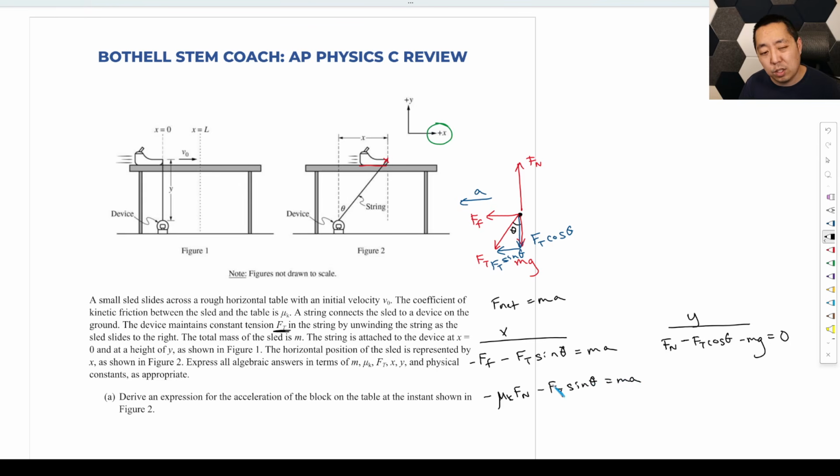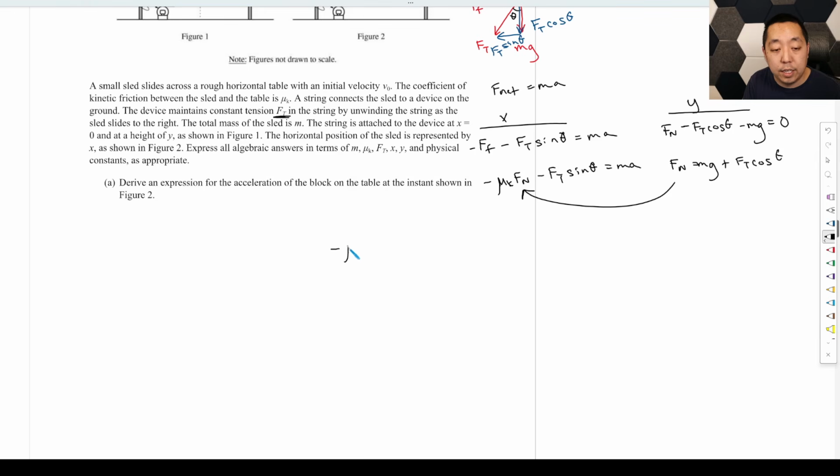And notice it didn't say we can use theta, so we're going to have to deal with that here in a second. So we need to get rid of the normal force here, but we can solve for the normal force. It'd be mg plus Ft cosine theta. So we can plug that into here. All right, so you're going to get negative mu k times mg plus Ft cosine theta, minus Ft sine theta. And then let's just divide it all by m, and that will give us our acceleration.